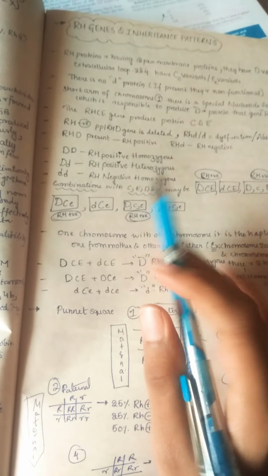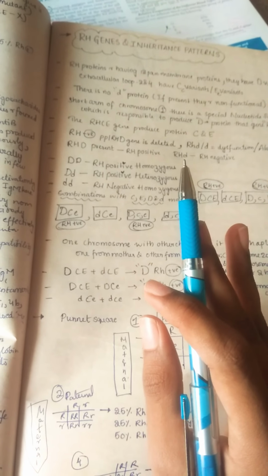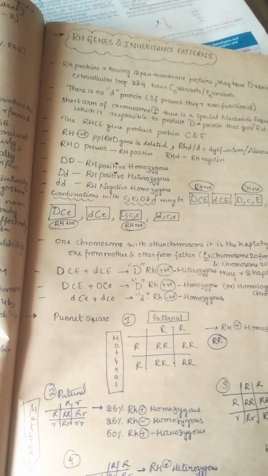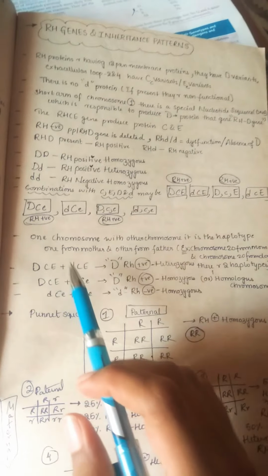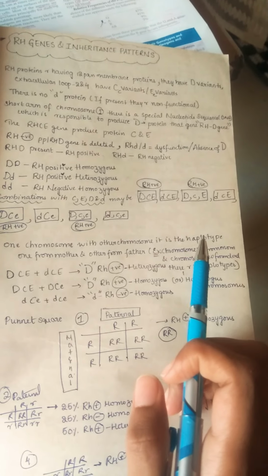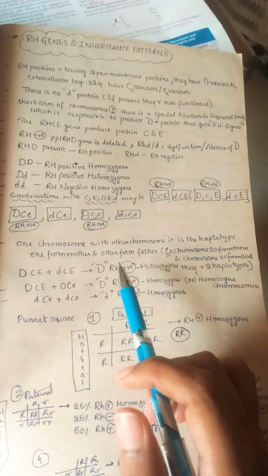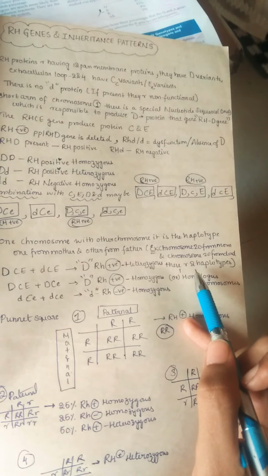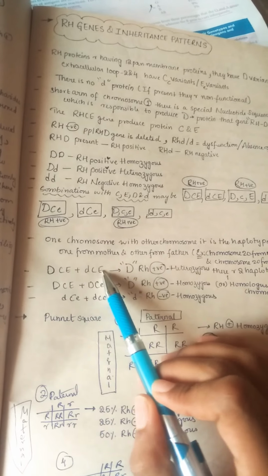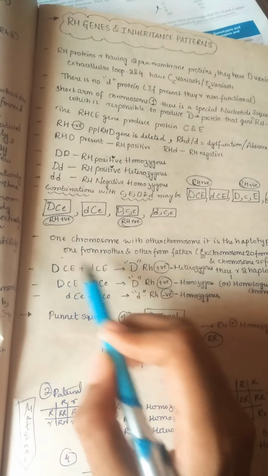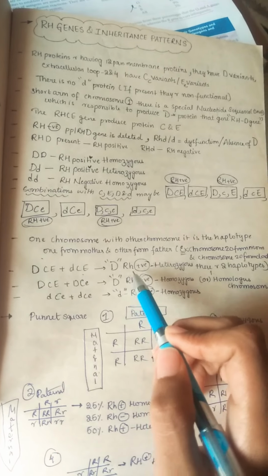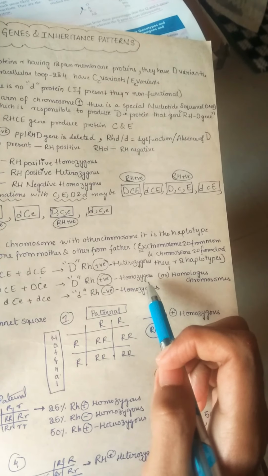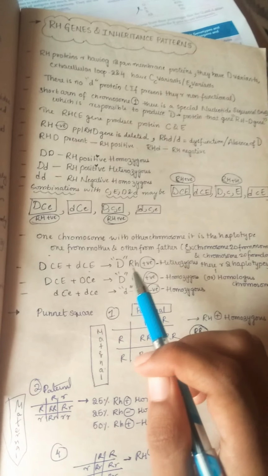In the case of the Rh blood grouping system, we mostly consider only capital D, because capital D is the most powerful one. One chromosome with the other chromosome is a haplotype, one from the mother and the other from the father. For example, chromosome 1 from the mother and chromosome 1 from the father. So for example, DCE plus DCE, this from the mother and this from the father, then capital D only will be the one. So it's Rh positive heterozygous, and there are two haplotypes, homologous chromosomes.